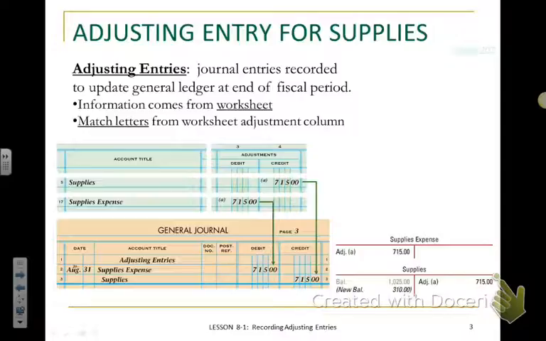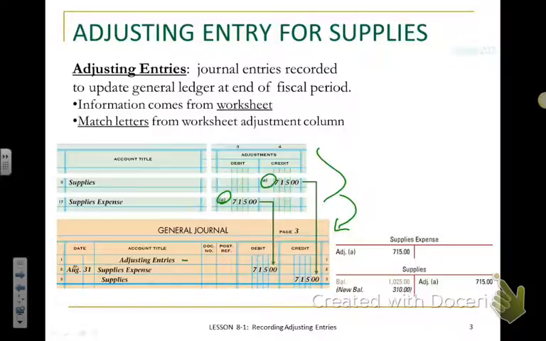We're going to take the information from over here in our worksheet. So these are our worksheet columns, okay? We have our supplies account and we do the A part of it and we credit our supplies, and then we have the debit to our supplies expense. So those two pieces make up our journal entry that we're going to put down here. So this is a snapshot of our journal page. And we see that we have a title called Adjusting Entries on page 3 of our journal. And it's the end of the month.